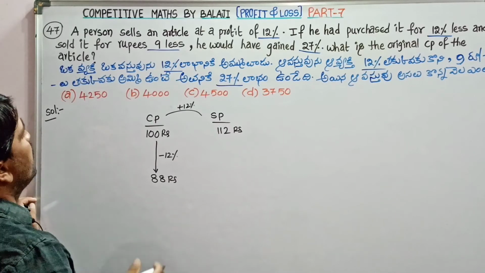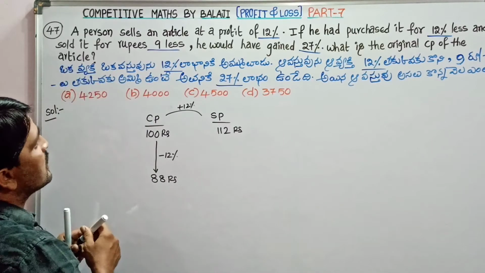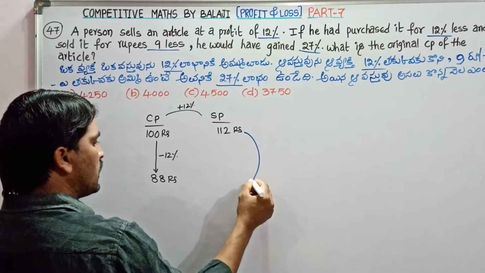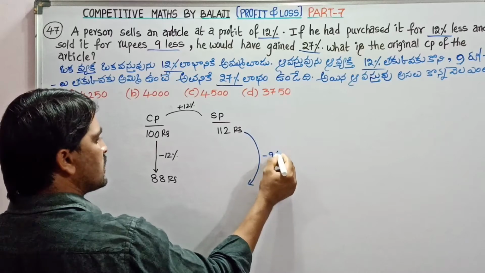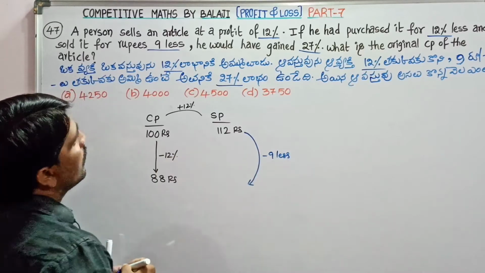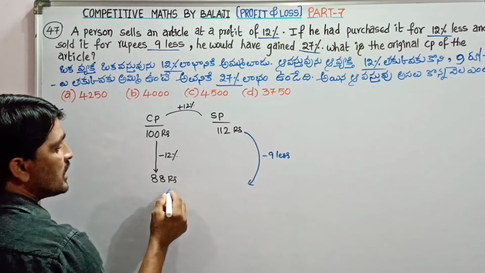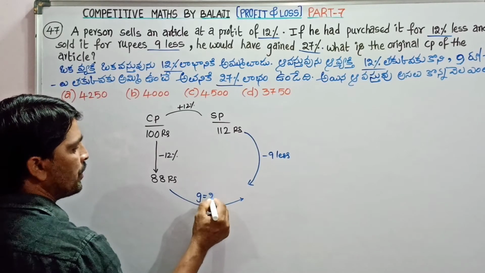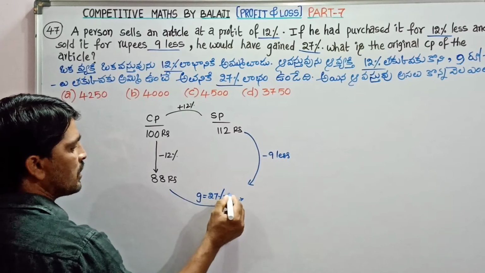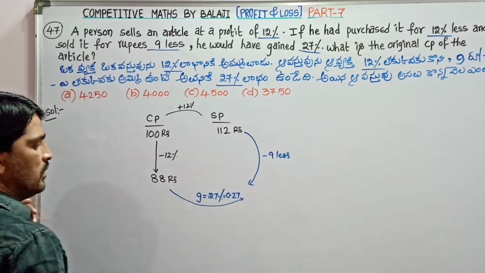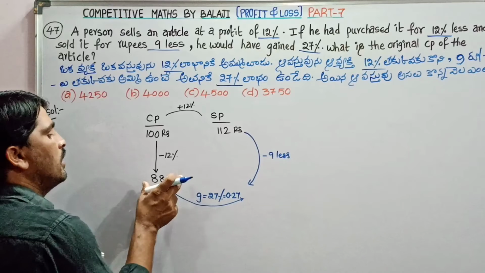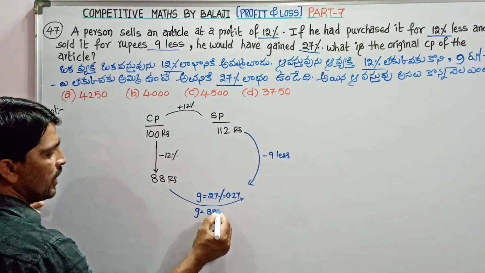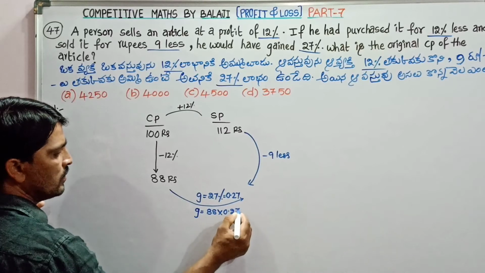Yes. Then he sold it for rupees 9 less. And if he sold the article for rupees 9 less, he would have gained 27%. Then the gain is given as 27%. 27% means 0.27. Loss or gain is always calculated on CP. So gain is equal to 88 into 0.27.